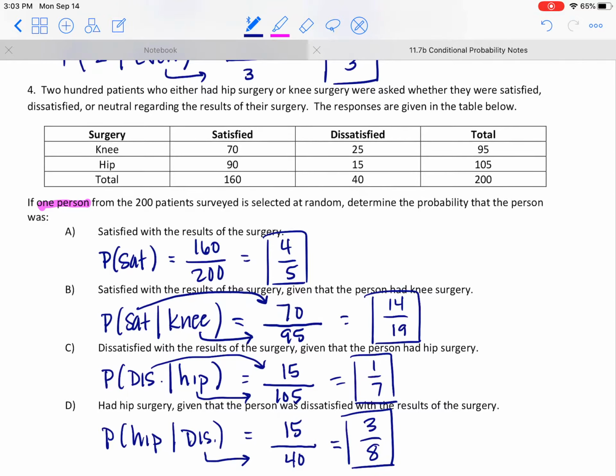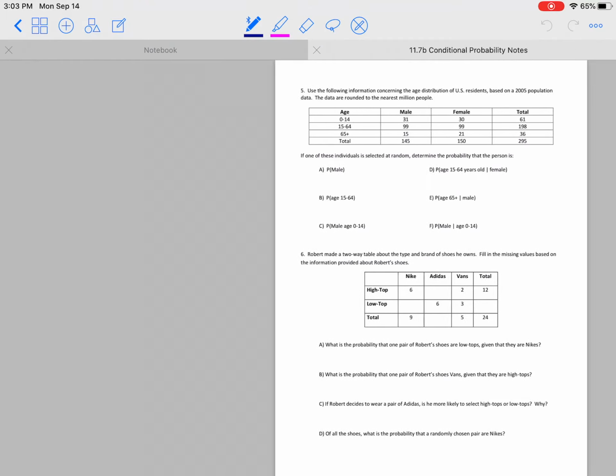Okay, so conditional probability, again, limiting the set. We want to establish the universals, or establish the limitation, the bottom of the fraction before we try to do anything else. All right, let's look at another example.